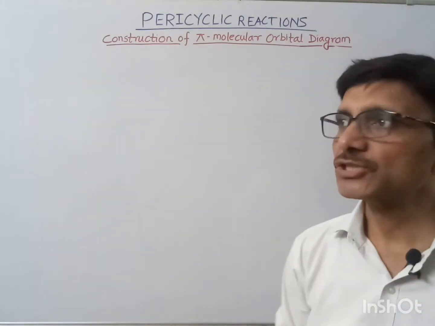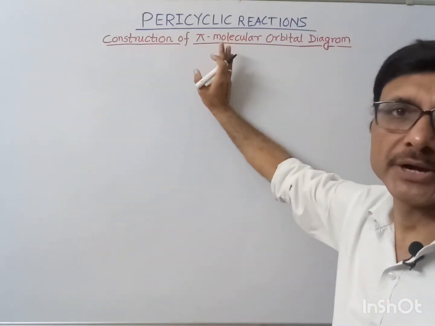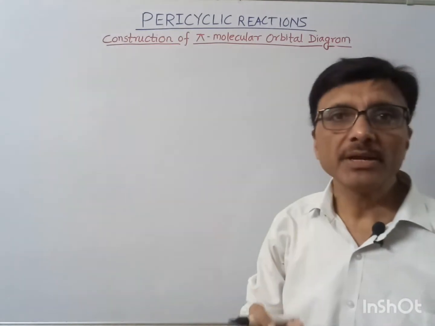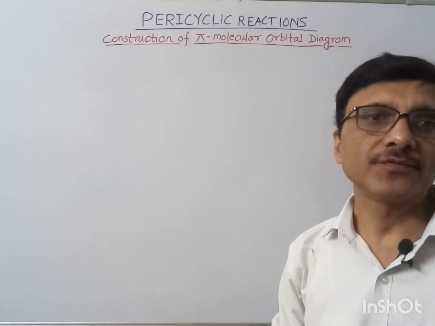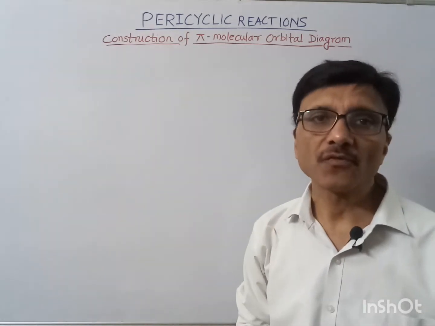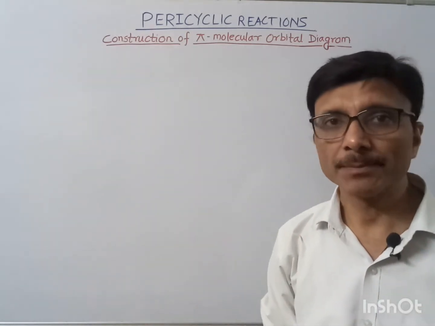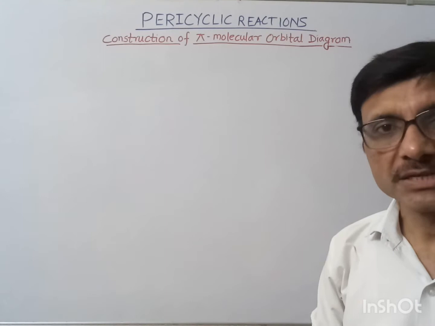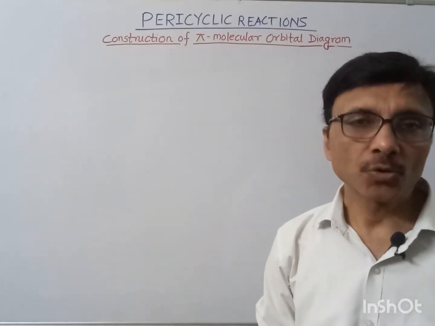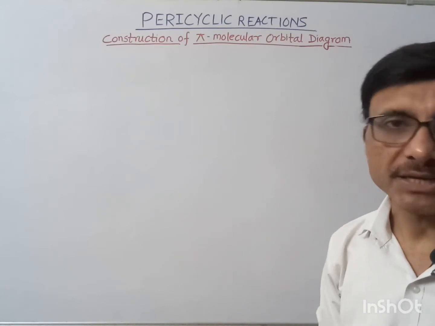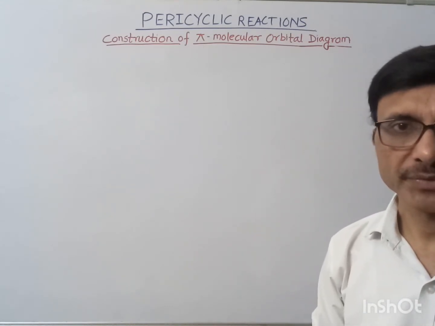In my previous lecture of pericyclic reactions, I told you about the main features of pericyclic reactions and a brief classification of pericyclic reactions. For example, electrocyclic reactions, cycloaddition reactions, sigmatropic reactions, group transfer reactions and cheletropic reactions.